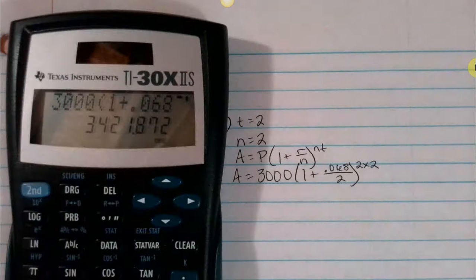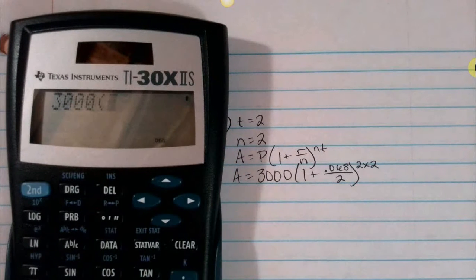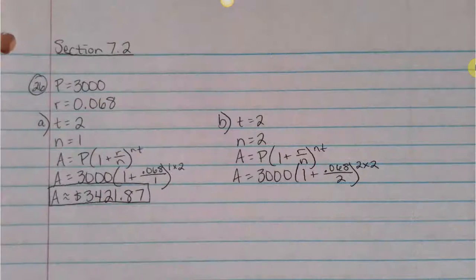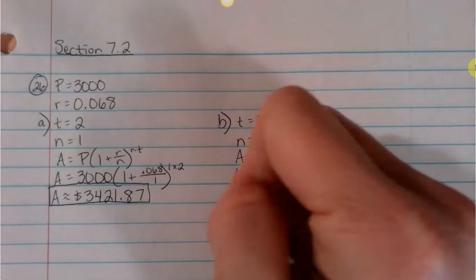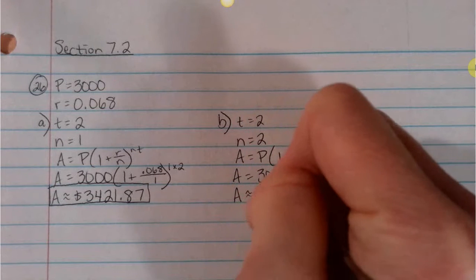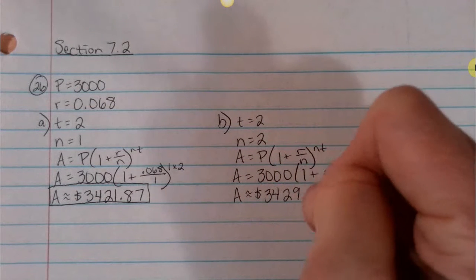So to plug that into our calculator, we'll have 3,000 parentheses 1 plus 0.068 divided by 2, close parentheses, exponent button, parentheses, 2 times 2. And again, rounding to the nearest cent, we get approximately $3,429.28.